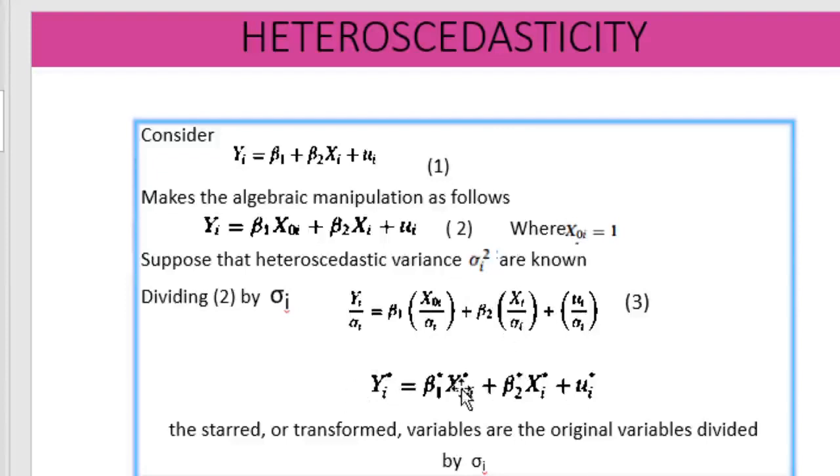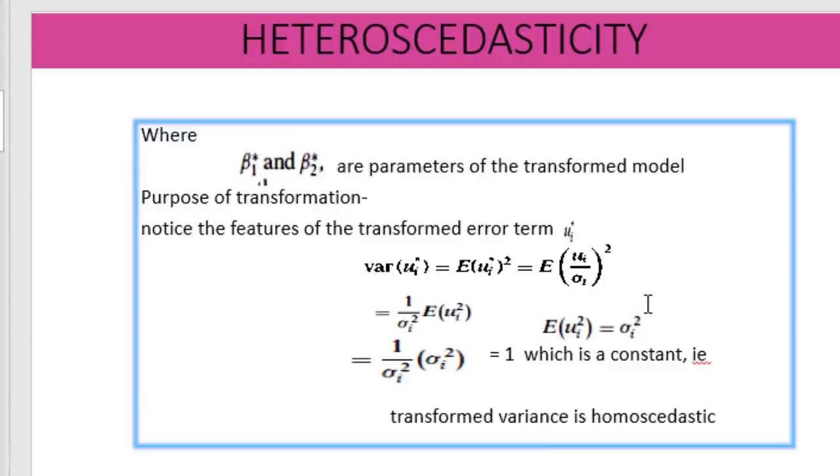Then this can be transformed as yi star. Yi star is nothing but yi by sigma i, beta 1 into x0i star, beta 2 star xi star, ui star. That is, starred or transformed variables are the original variables divided by sigma i. And here the variance of ui star equals the expected value of (ui by sigma i) the whole square, that is 1 by sigma i square into expected value of ui square, that is 1 by sigma i square into sigma i square. This equals 1, which is a constant, that is, the transformed variance is homoscedastic.